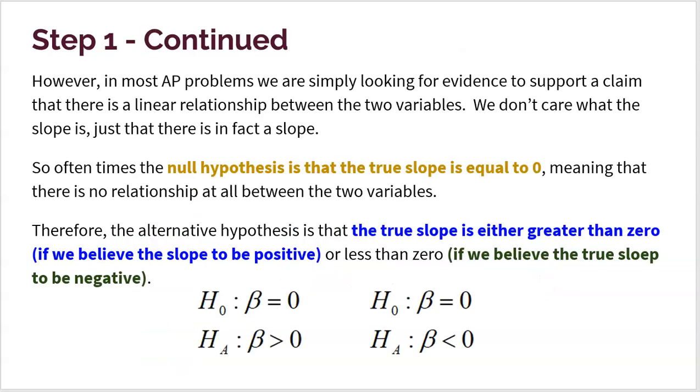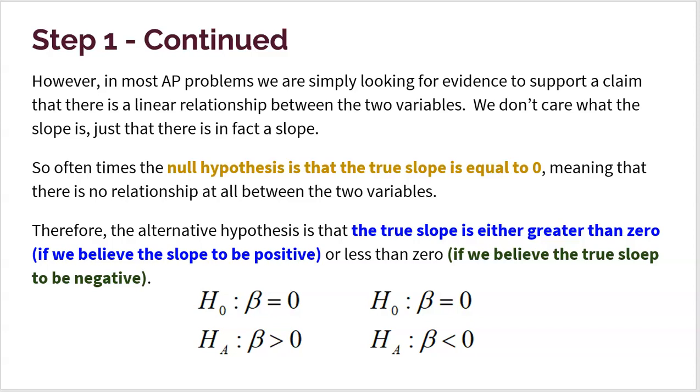All right, but let's talk about this a little bit more. Let's try to really understand this. In most AP problems, we are simply looking for evidence to support a claim that there is a linear relationship between the two variables. I just mentioned the idea of a slope being 5, and that could come up in a problem. I'm not saying it's never going to come up. But in most AP problems, we're not actually going to give you any number. We're just going to say, is there evidence of a relationship? Meaning, we don't care what the slope is. We just think that there is, in fact, a slope.